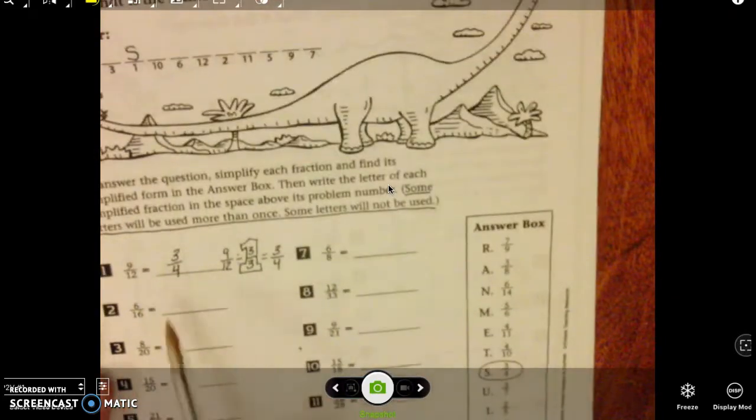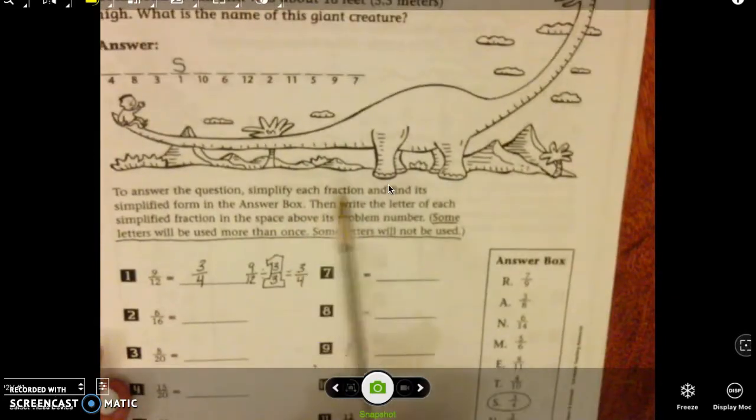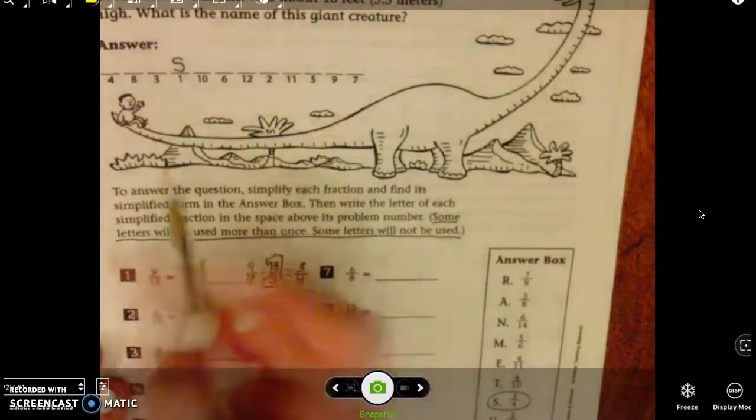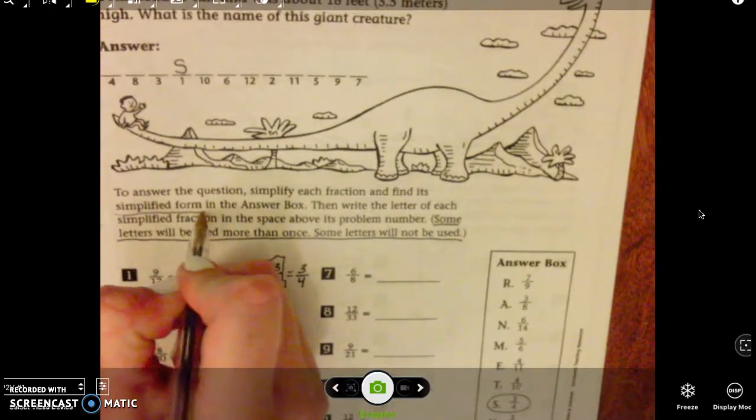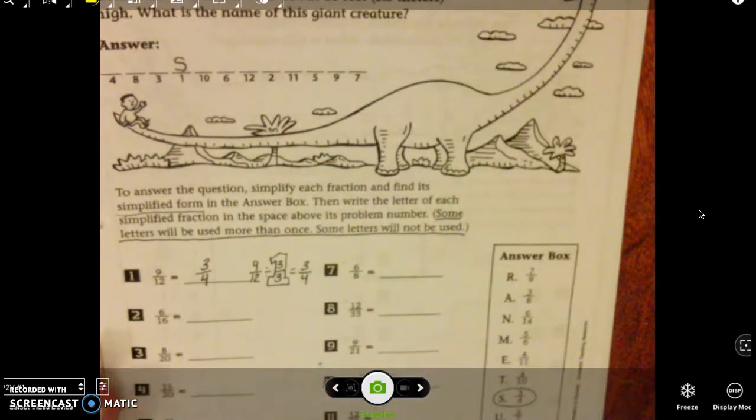So for these ones here, it says simplify each fraction and find its simplified form in the answer box. This simplified form is going to be important. That means when we write it in lowest terms. And then write the letter of each simplified fraction in the space above its problem number. So some letters will be used more than once. Some will not be used.